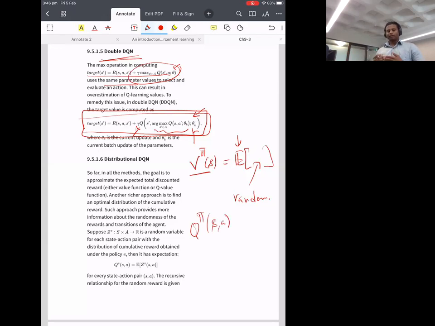Here, what they do, instead of actually finding values or Q values for that matter, they update this random variable itself. Let's denote that random variable as Z pi: if you're playing with the policy pi and starting from some state S, what is the cumulative reward you get, which is a random quantity? This is exactly Z pi. And if you take the expectation at a pair S, A, you get the Q value.